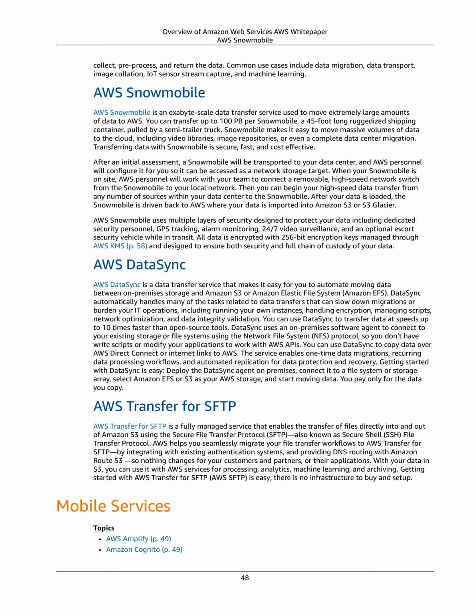AWS Transfer for SFTP. AWS Transfer for SFTP is a fully managed service that enables the transfer of files directly into and out of Amazon S3 using the Secure File Transfer Protocol, SFTP, also known as Secure Shell, SSH, File Transfer Protocol. AWS helps you seamlessly migrate your file transfer workflows to AWS Transfer for SFTP by integrating with existing authentication systems and providing DNS routing with Amazon Route 53 so nothing changes for your customers and partners or their applications. With your data in S3, you can use it with AWS services for processing, analytics, machine learning, and archiving.